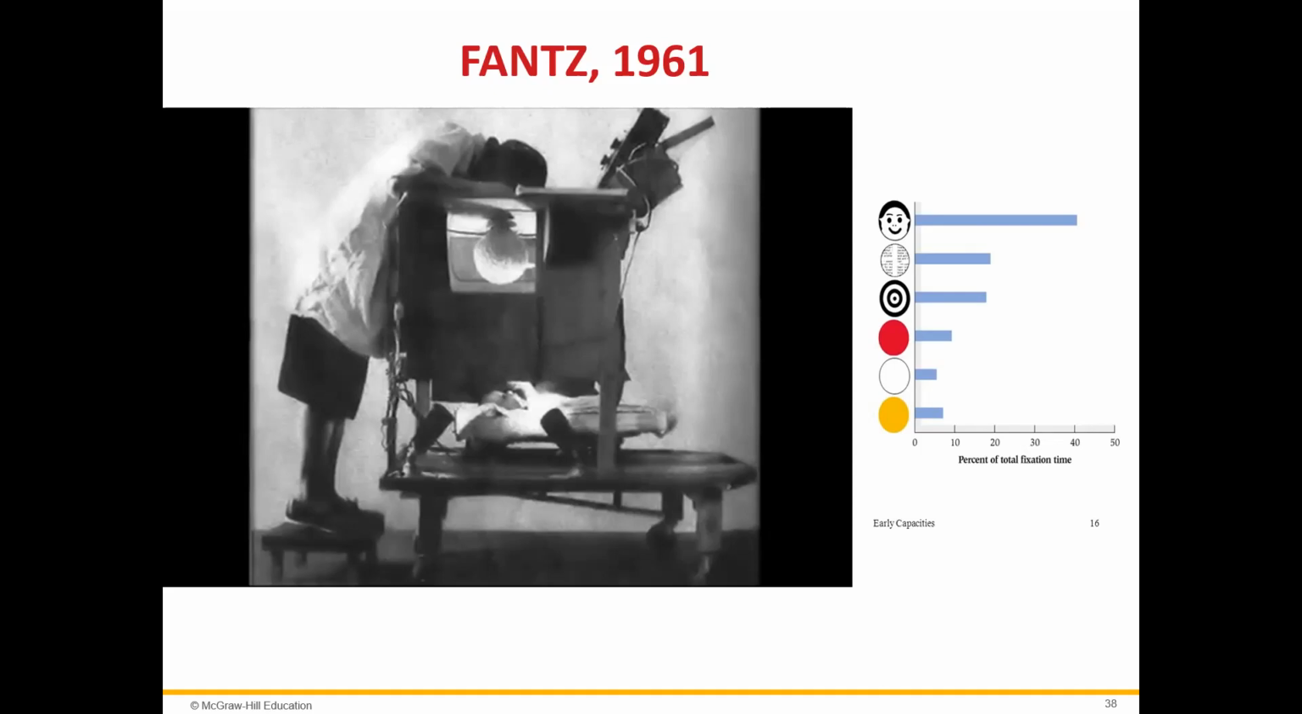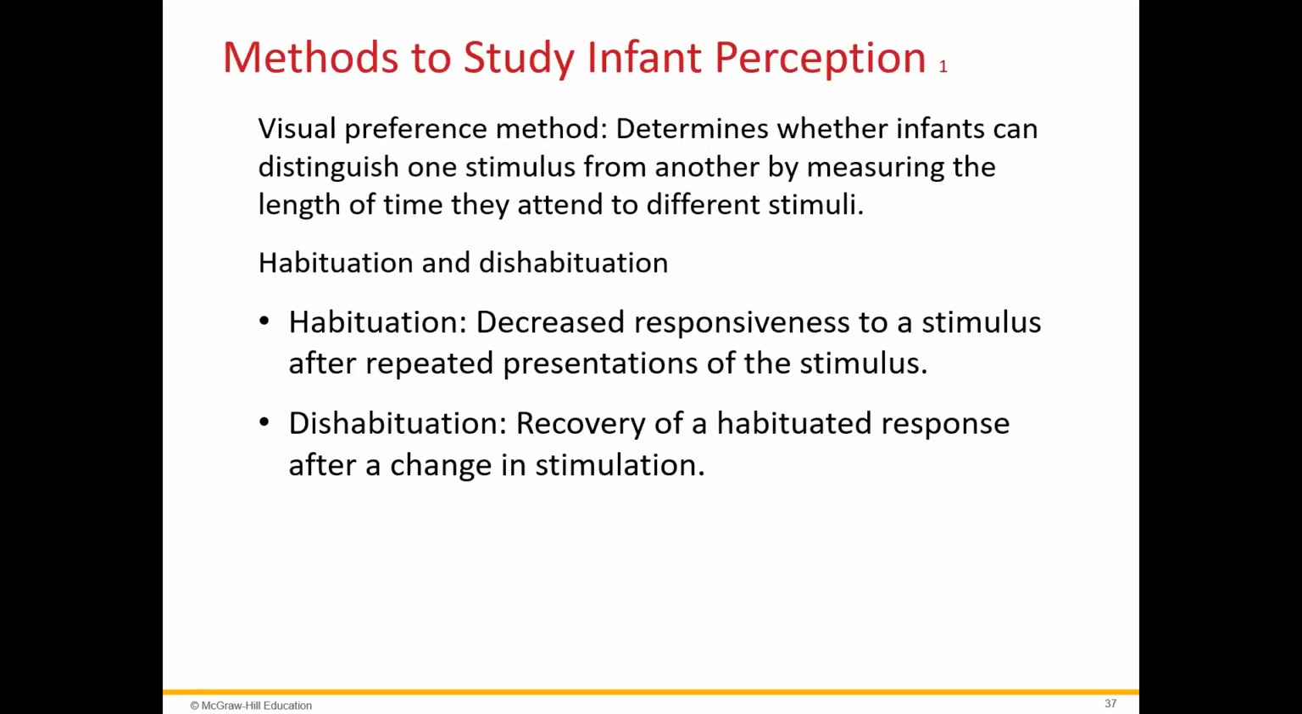Okay, I'm gonna backtrack here. So that's one method, visual preference method. They also use habituation and dishabituation to study perception. And habituation is when an infant decreases their response to a stimuli after it's been repeated often. And so habituation just means they lose interest in the stimuli.